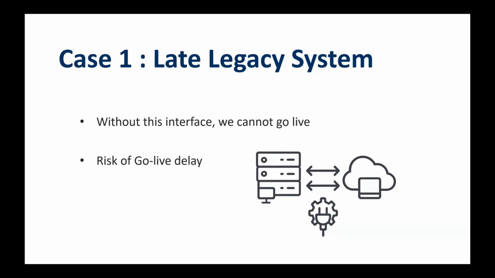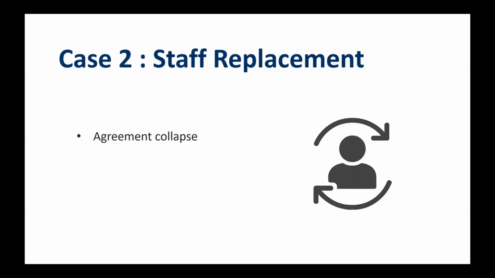Case 1. Imagine this. Near the end of the project, a legacy system suddenly appears that was missed earlier. Then someone says, without integrating this system, we can't go live. Without prior analysis, the team is forced to add it, causing delays and overtime. Case 2. In the middle of the project, PM staff, IT leads, or module consultants are replaced. The new person questions, why wasn't this included? Suddenly, previous agreements lose their validity.